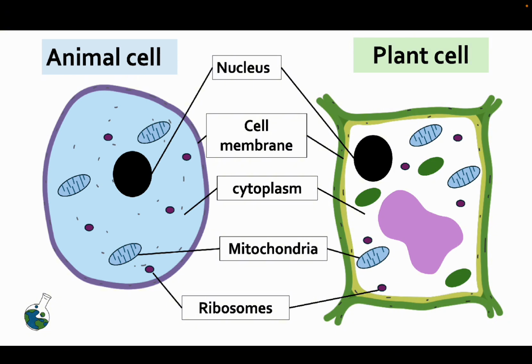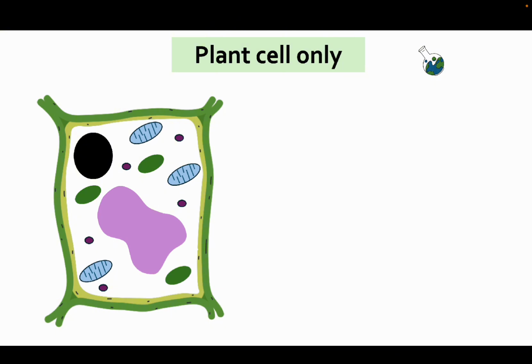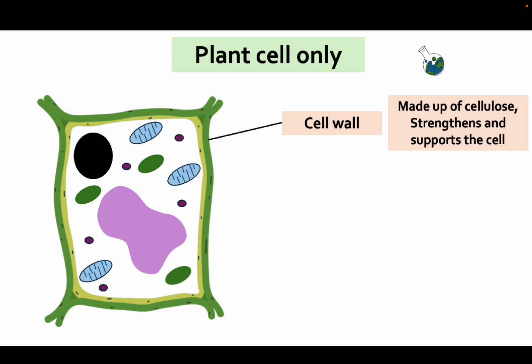Now as you can see from these two images, your plant cell has some extra features that are not found in the animal cell. So let's have a look at what they are. Now we're going to look at the three organelles that are found only in the plant cell. The first one is called a cell wall. This is made up of cellulose and it strengthens and supports the cell. Notice how this is on the outside, whereas the cell membrane is the inner lining of the plant cell.